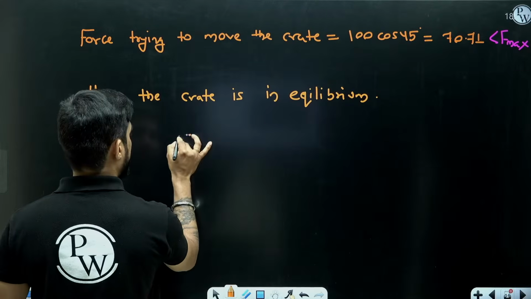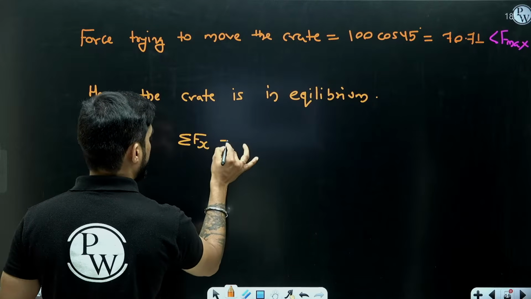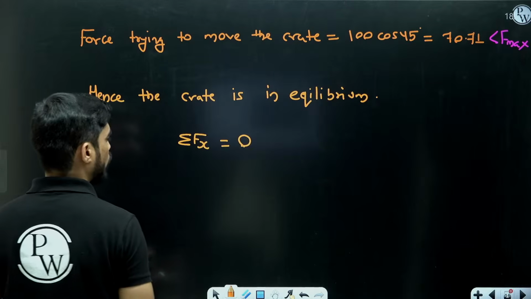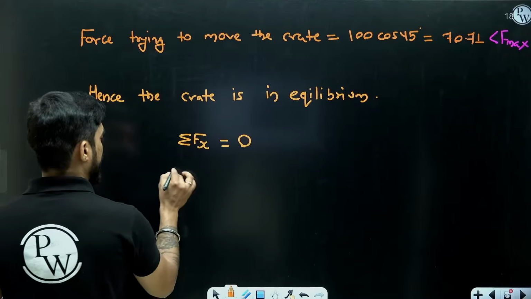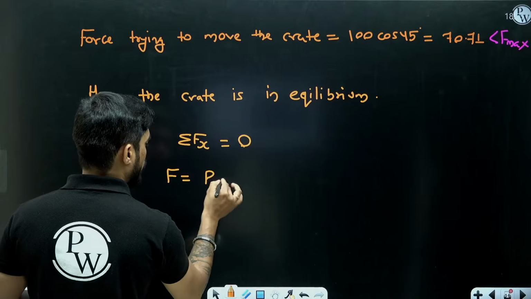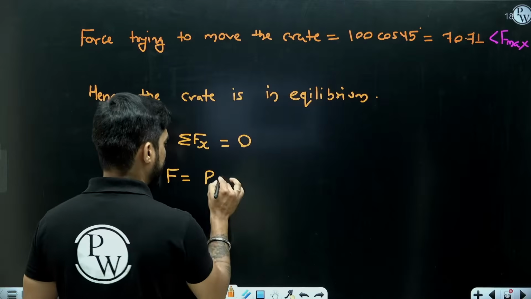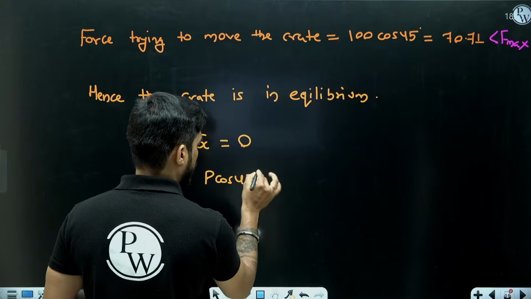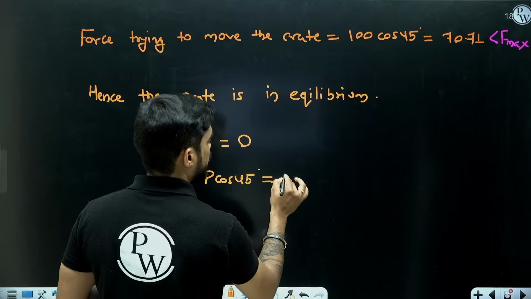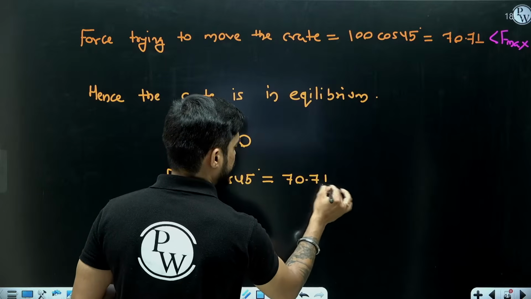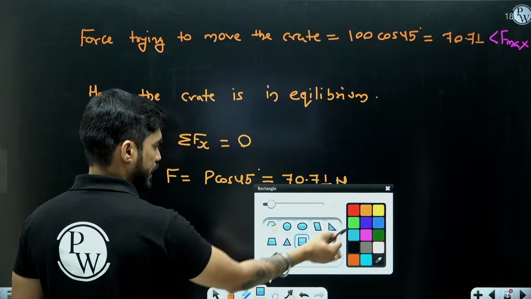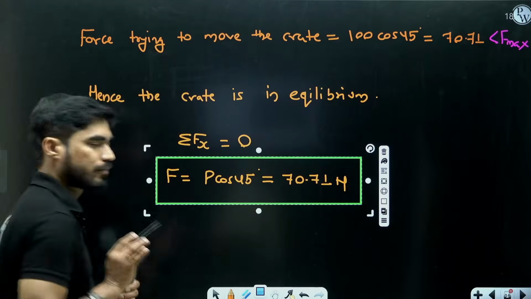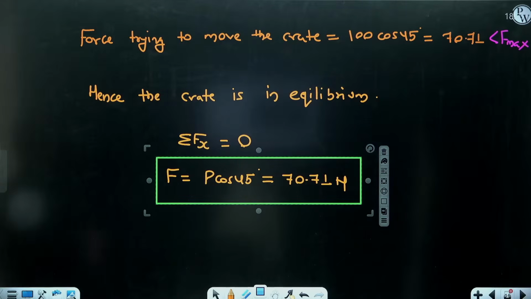So summation of Fx will be equal to 0 and F will be equal to P cos 45, which means 70.71 Newton. I hope it is clear to you.